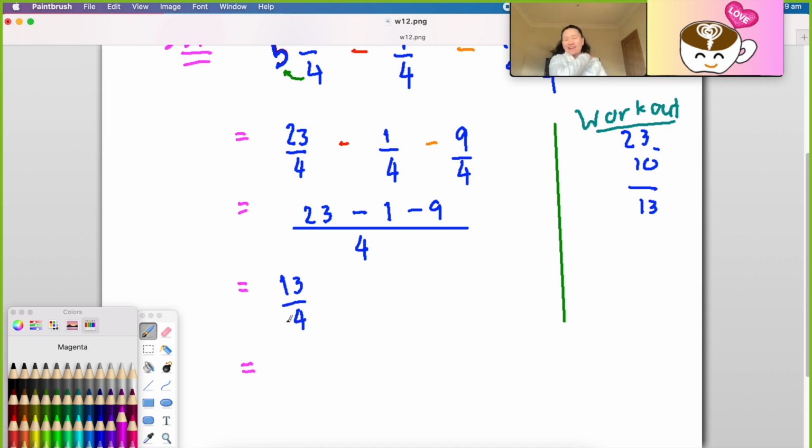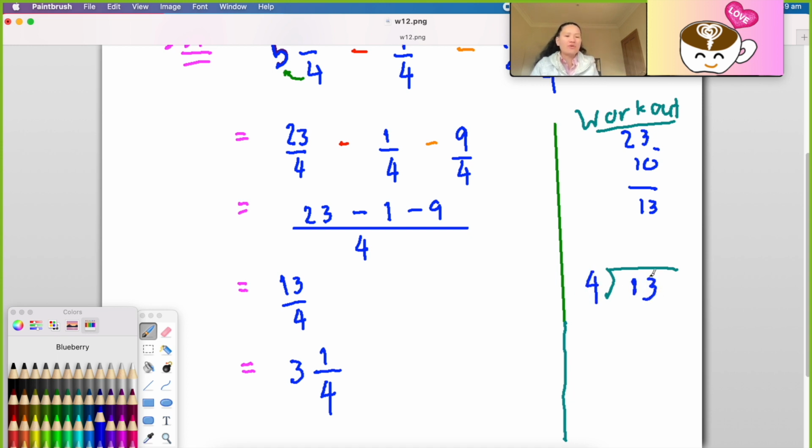Okay, now I can calculate them in my mind. I know that 4 times 3 is 12. So 13 divided by 4 is 3, and then have remainder 1. All of them over 4. Okay, does it make sense? Or if you don't know about this one, you can divide them.